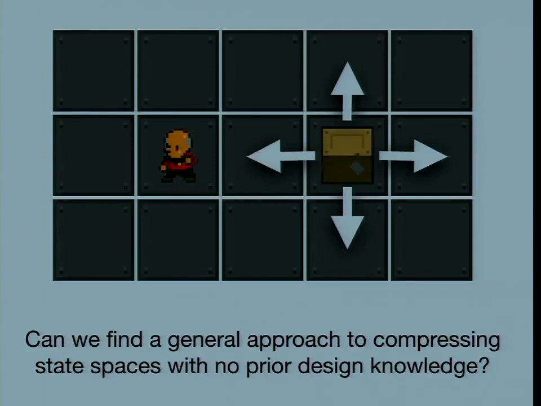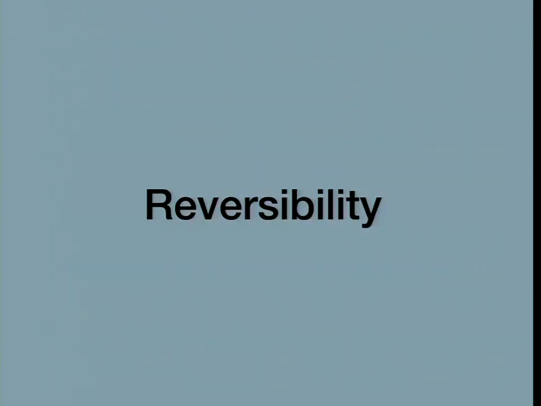So what we'd really love is a way to compress state spaces so we could get as much knowledge as possible without losing any important information and having no upfront expert knowledge whatsoever. That's what we would like. And today, I'm going to tell you about one weird trick that I discovered that lets us get maybe a little bit closer towards that. And it relies on this thing that I call reversibility.